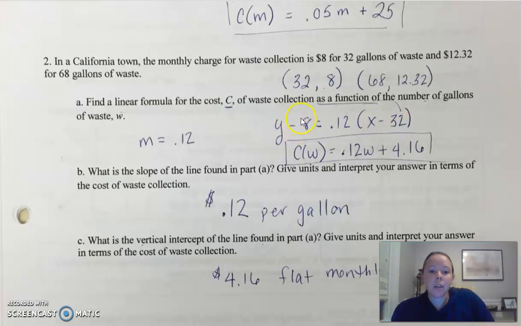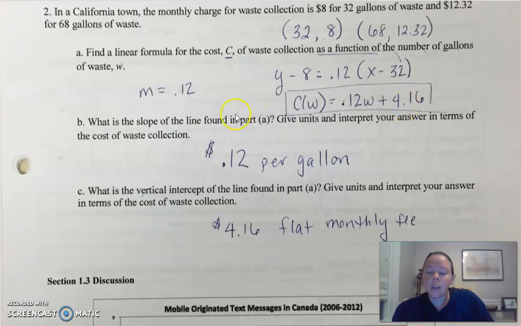And then notice that when it did say find a linear function formula for the cost, I interpret that as you need c equals, so it's probably slope-intercept form. So I went ahead and distributed the 0.12, added over the 8, and notice I wrote it in terms of the variables that it requested.